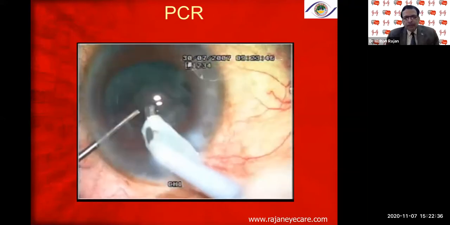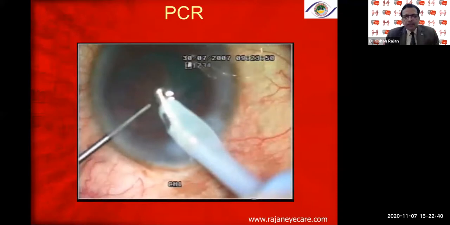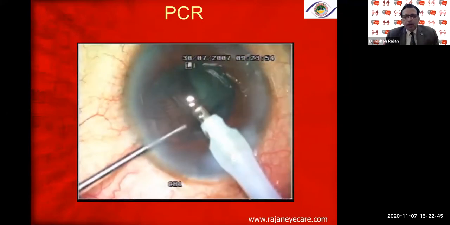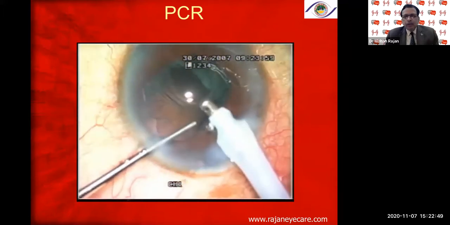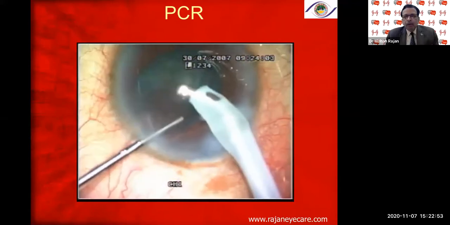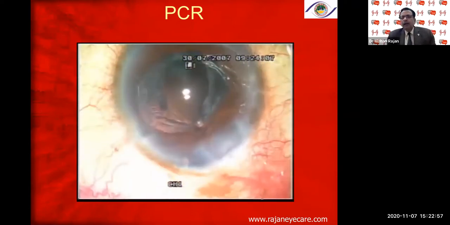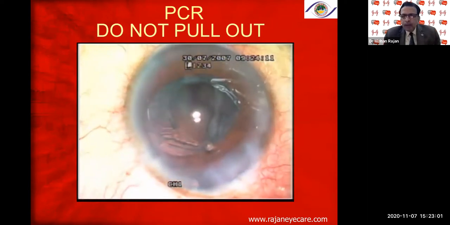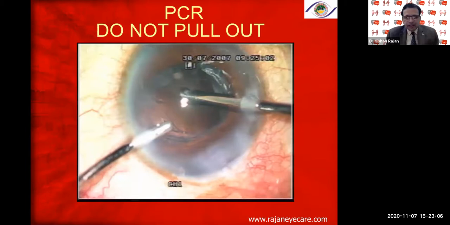So this is a patient who had a PCR, one of my phaco trainees. You can see here, the biggest mistake is to catch the posterior end of the cortical fiber. You can see there's a huge PCR, and also the nucleus is going back. More importantly, when you have PCR, everybody becomes jittery, but do not pull out of the eye. Very important. If you try to pull out of the eye, the PCR will enlarge and more vitreous will start coming into the anterior chamber.